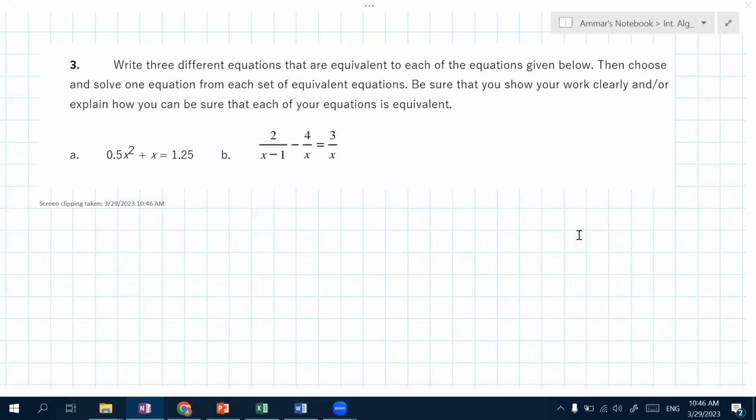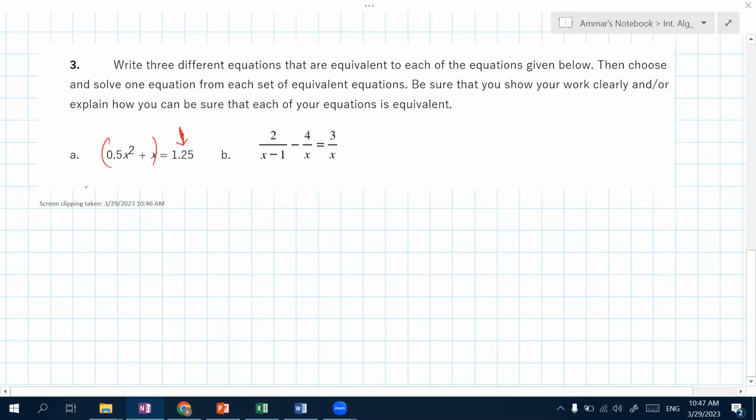To get equivalent equations, we multiply both sides by the same number, divide both sides by the same number, or add or subtract the same number on both sides. Here, because we have two decimal places, I want to move the decimal point 2 places to the right, so I will multiply the entire equation by 100 on both sides.